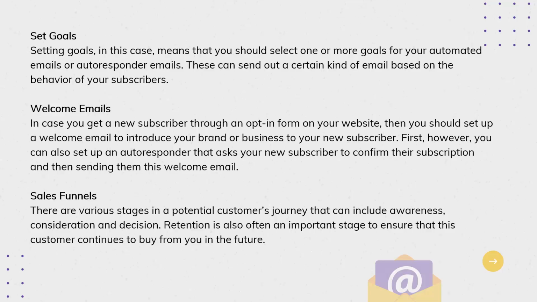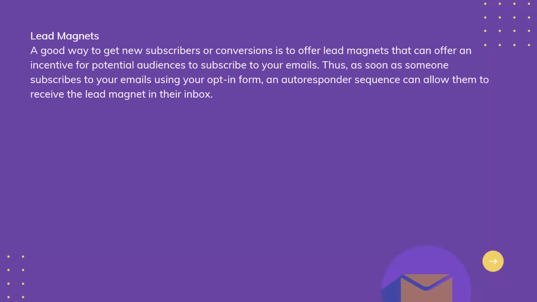Lead magnets. A good way to get new subscribers or conversions is to offer lead magnets that can offer an incentive for potential audiences to subscribe to your emails. Thus, as soon as someone subscribes to your emails using your opt-in form, an autoresponder sequence can allow them to receive the lead magnet in their inbox.